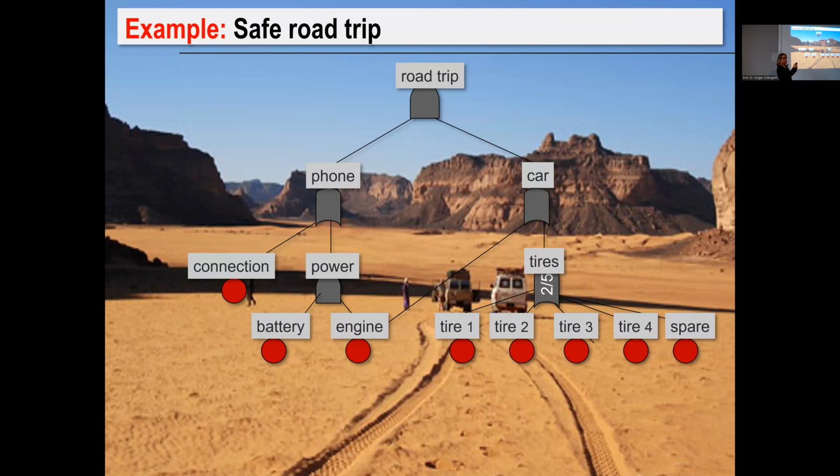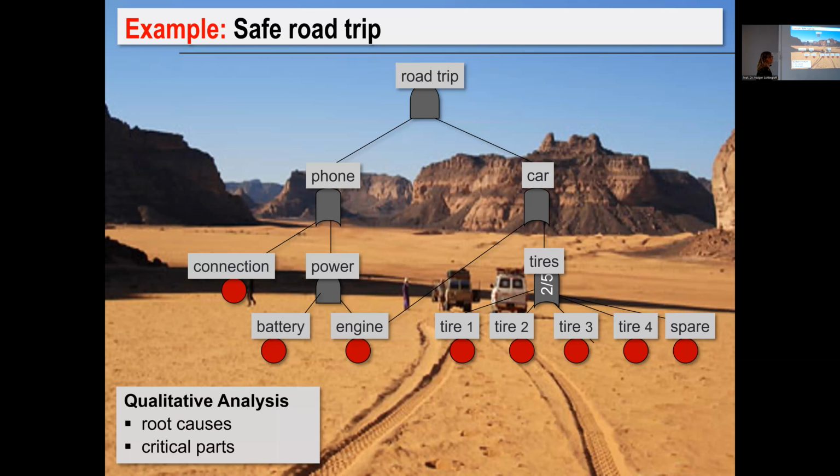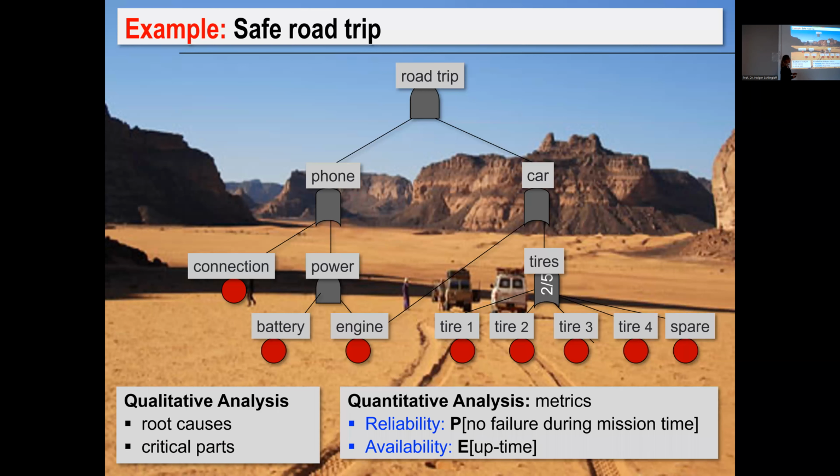Then your car can also fail for many reasons. I've listed two here. Either your engine can fail or your tires can fail. But for tires, especially older cars, they still have a spare tire. So your tires only fail if 2 out of your 5 tires fail. So if the first tire fails, you put up your spare and then still run. As I said, two things can be done: qualitative analysis, identifying root causes and critical parts, and quantitative analysis, focusing on metrics, in particular reliability and availability.